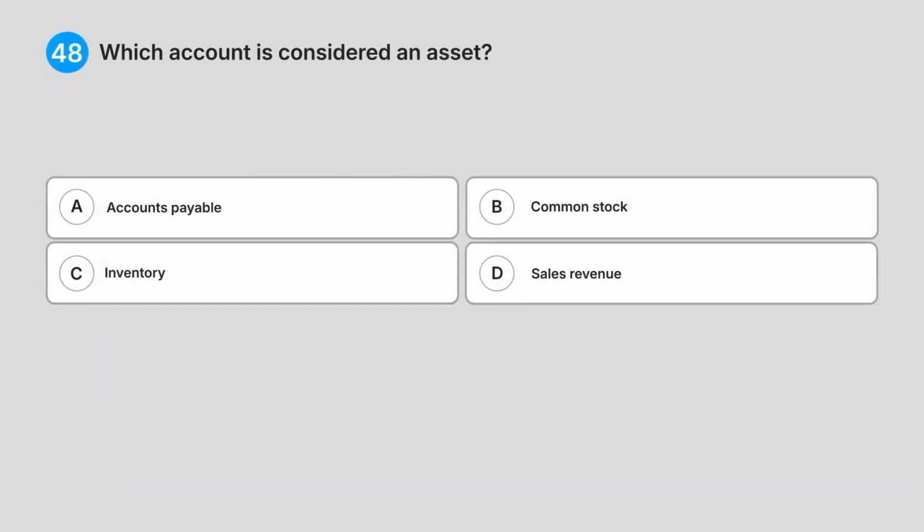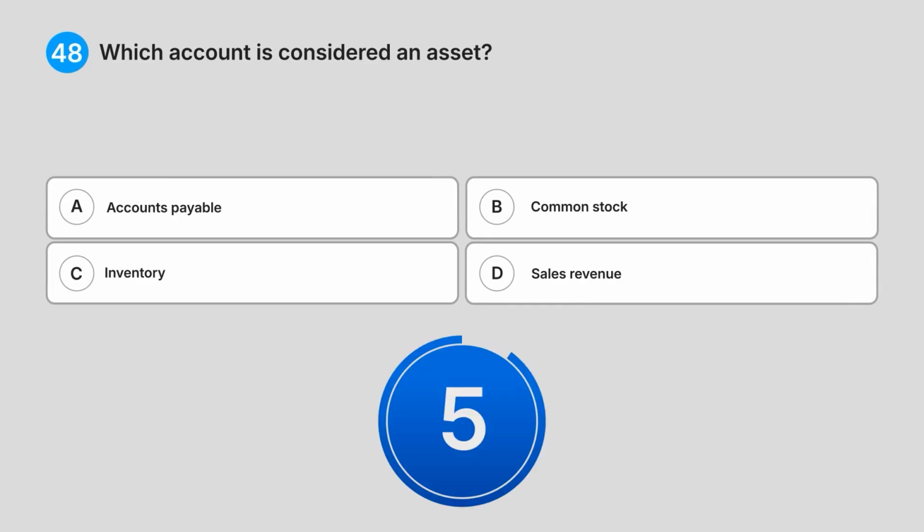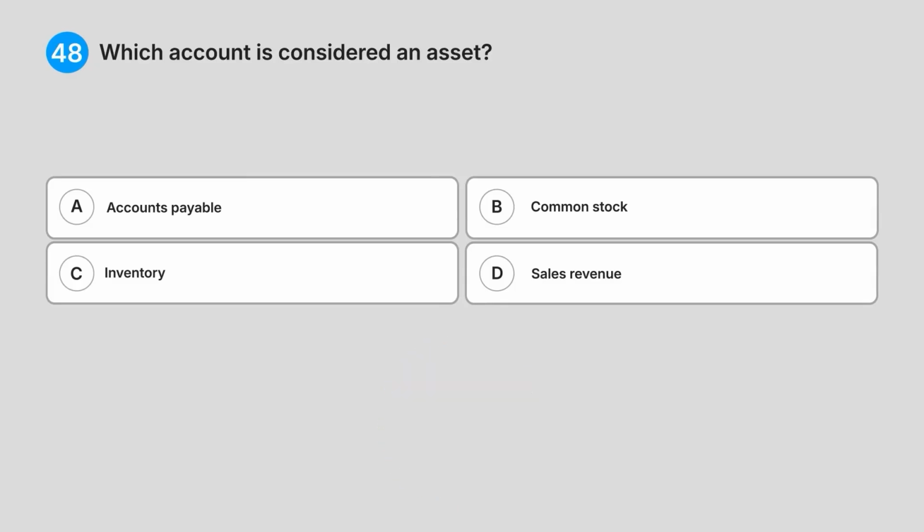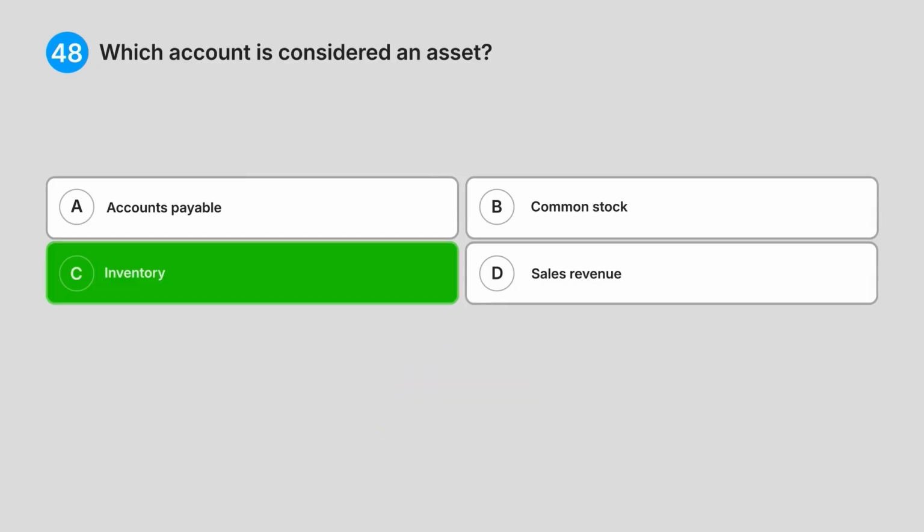48. Which account is considered an asset? A. Accounts payable. B. Common stock. C. Inventory. D. Sales revenue. Can you guess the answer? Correct answer, C. Inventory.